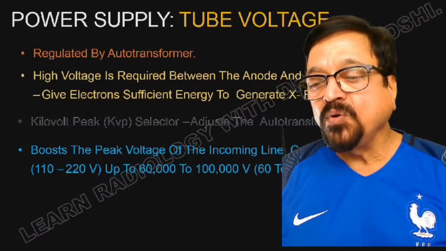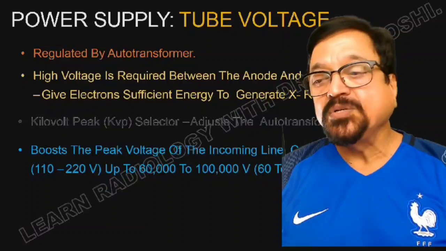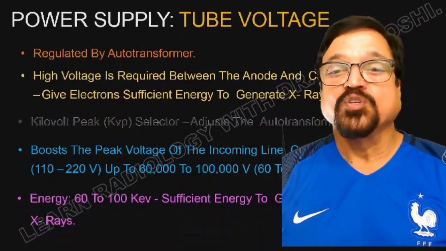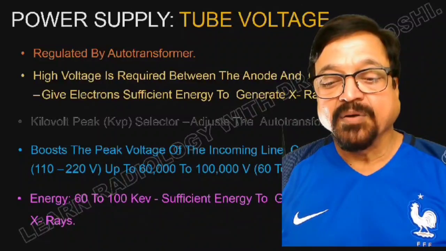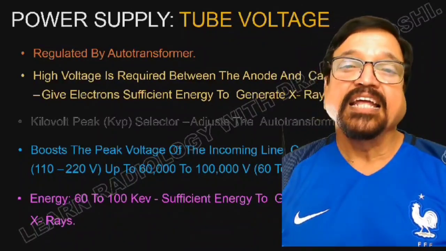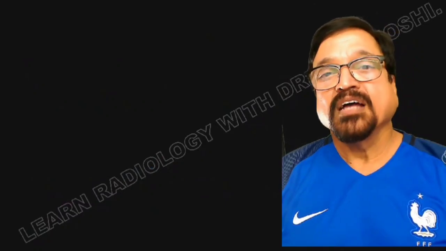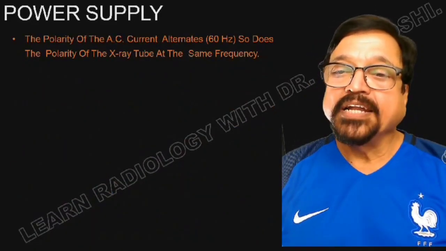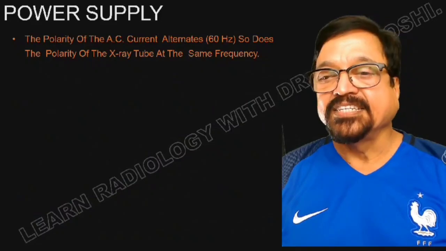Now it boosts the peak voltage of the incoming line, 100 to 120 volts, up to 60,000 to 1 lakh volts. That is 60 to 100 kV, in some machines up to 130 kV. So this is a very high increase. Energy of 60 to 100 kV is sufficient to generate X-rays of high penetrating capacity.